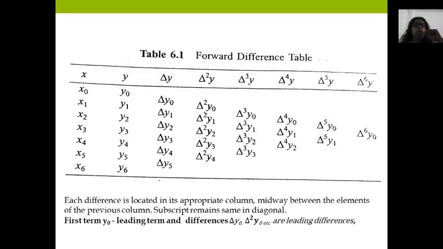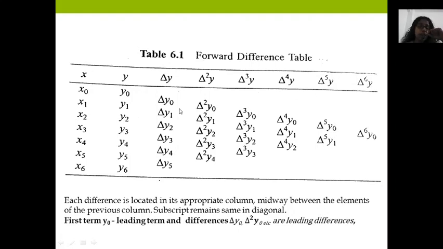So here you can see the forward difference table of given x and y. The given x is tabulated as x0 to x6 and y as y0 to y6. So these are the given. Then you can see the rows: first one delta y, del square y, del cube y, del 4y, del 5y, del 6y. First forward difference, second, third, fourth, fifth and sixth forward difference.